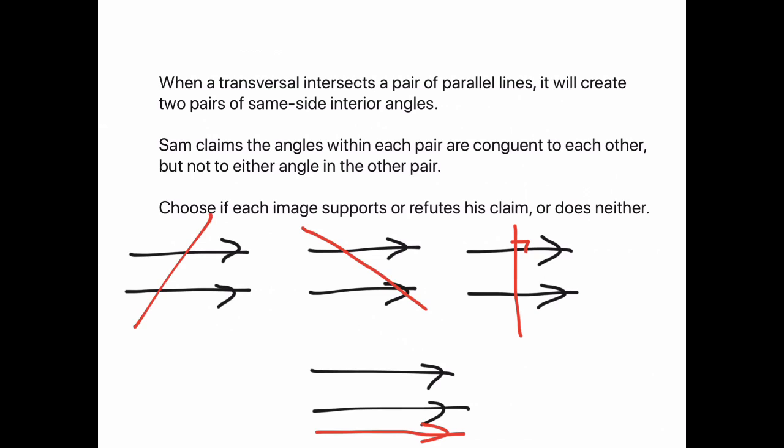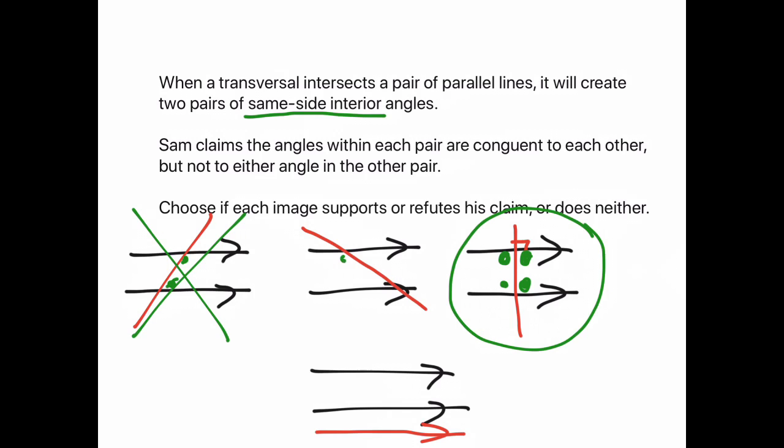So according to what we know, same side interior angles should add up to 180. So Sam's claim is not going to be correct except for if both of those angles are 90 degrees. So if this one is 90 and this one is 90, then they would definitely be congruent to each other. However, they would also have to be congruent to the other pair. So this one and this one are definitely not going to be equal. So that refutes his claim.